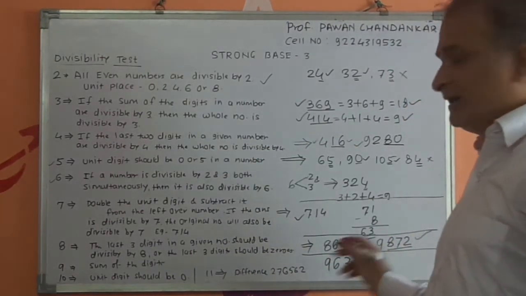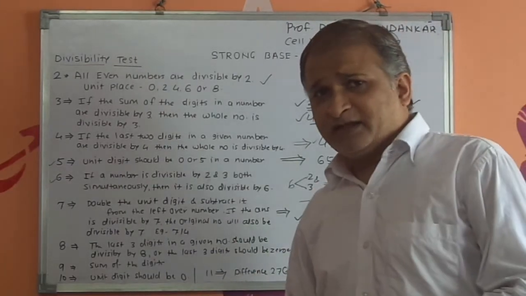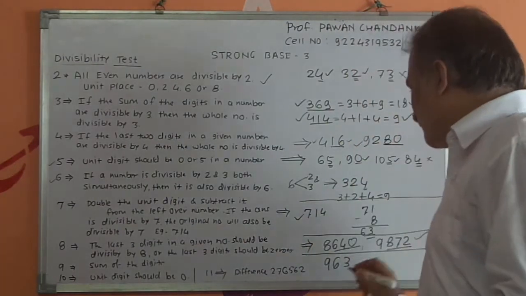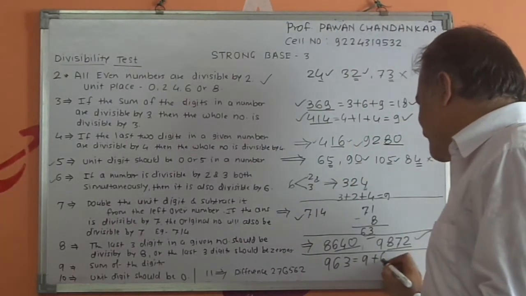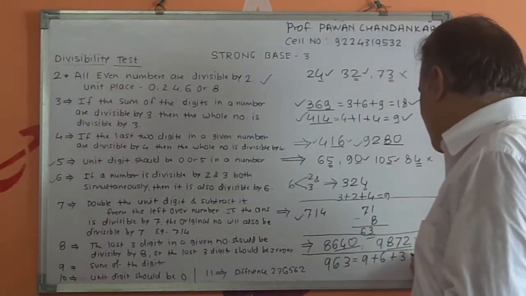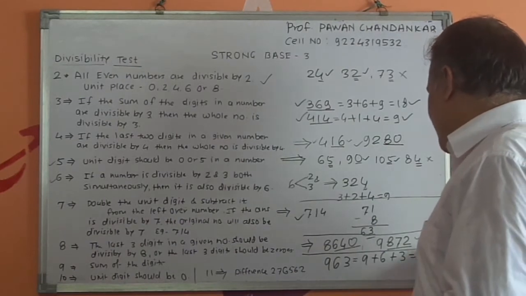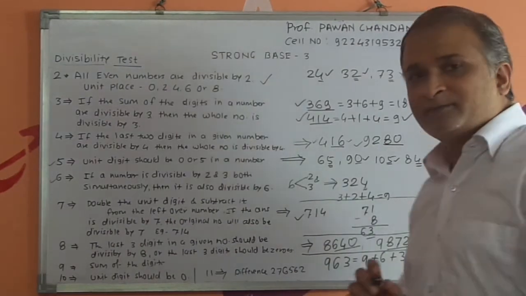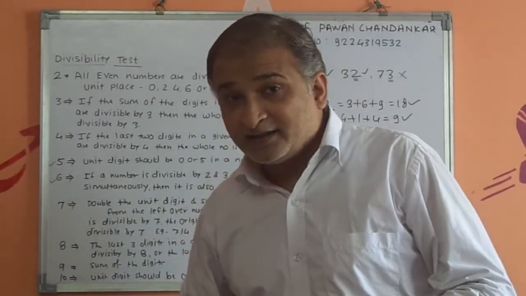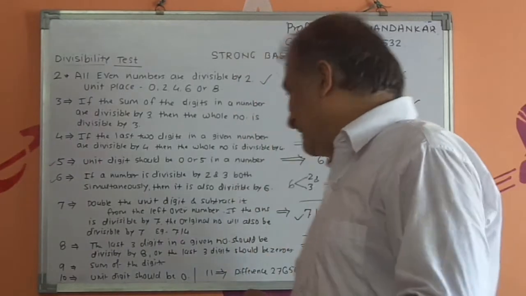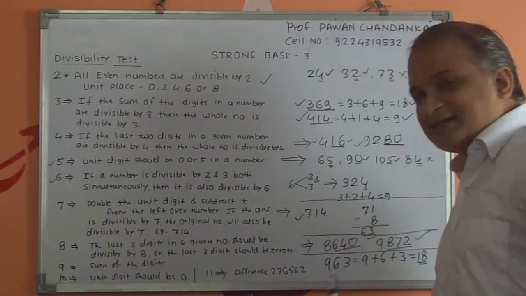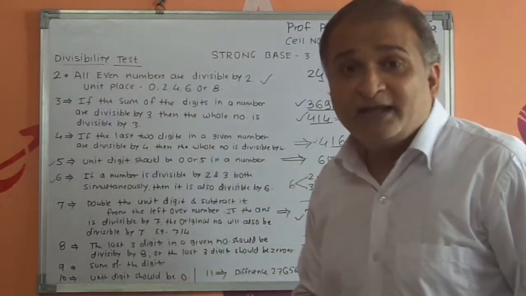number 963. Is this number divisible by 9? How will you come to know? We will do the sum of the digits. Now let's do the sum of the digits. 9 plus 6 plus 3. What is the sum, students? 9 plus 6 plus 3 is, yes, 18. Right kids? 18. Now the question is, is 18 divisible by 9? Yes, very good. As 18 is divisible by 9, the original number, that is 963, is divisible by 9.